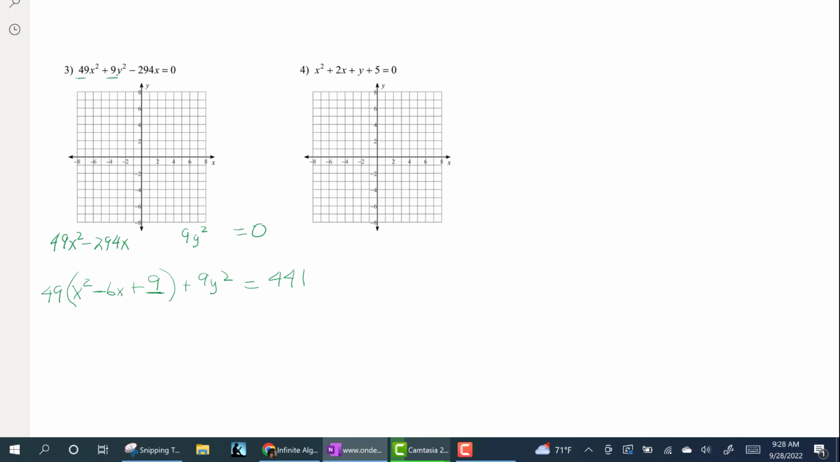All right. Well, remember, this side for an ellipse must equal 1. So now I'm going to divide both sides by 441. Well, we already know that 441 divided by 49 is 9. So I can write, and we need to write this as a perfect square binomial, x minus 3 squared. And then 49 over 441 is 9. And then look, 441 divided by 9 is 49.